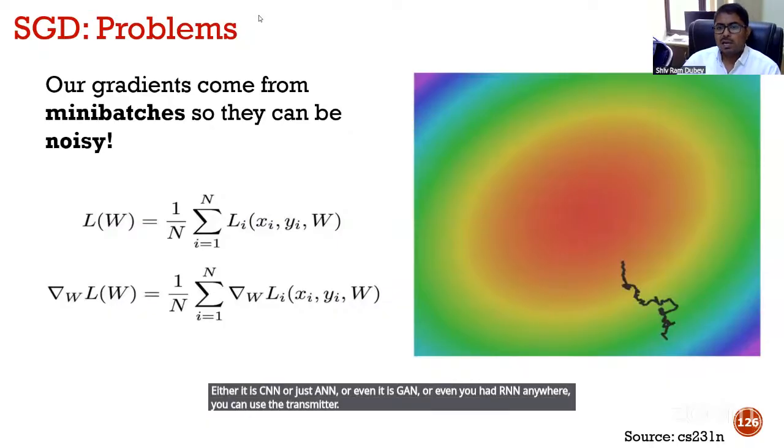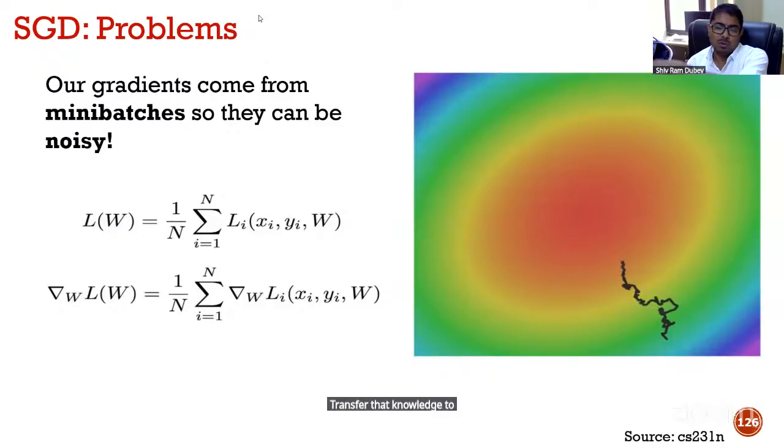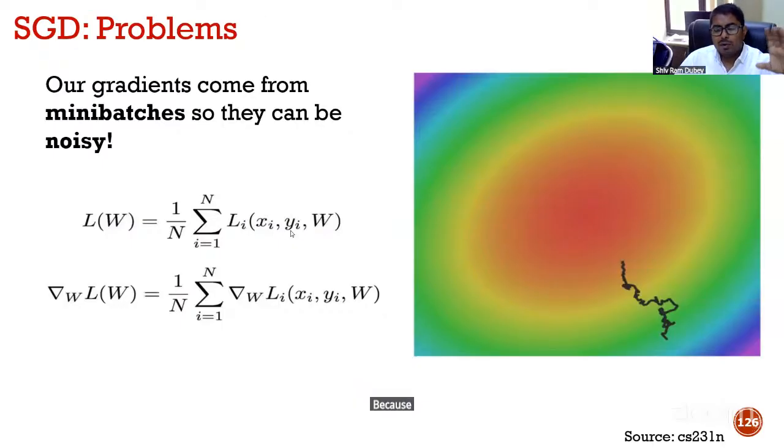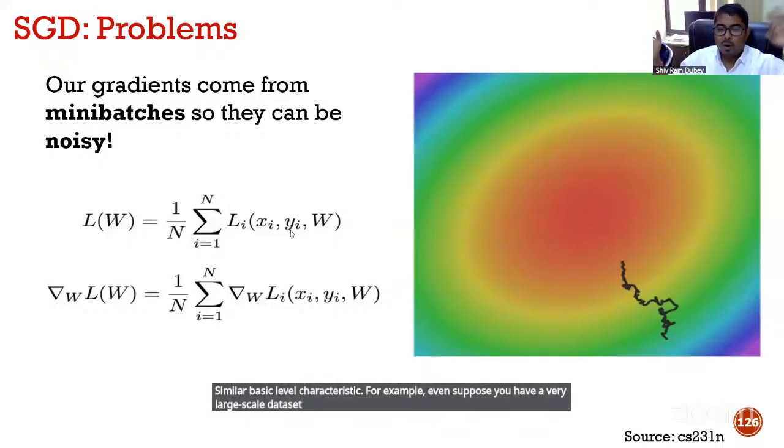Transfer learning means you already have a model trained on a larger data set, and you transfer that knowledge to the model that you are going to use for your small scale data set, because at the end they have similar basic level characteristics. For example, even if you have a very large scale data set of different objects and a small scale data set, their basic features like lines and corners will still be similar. So we can utilize the already trained model for that purpose.